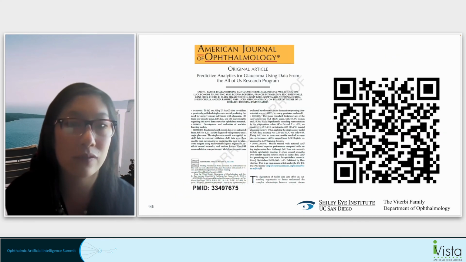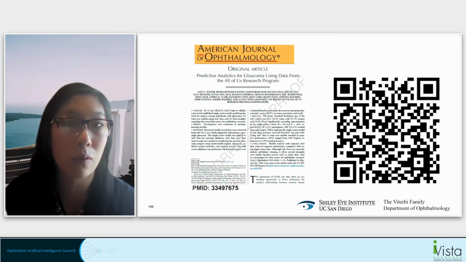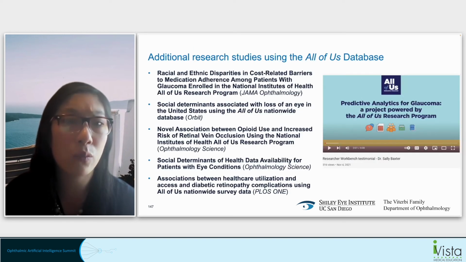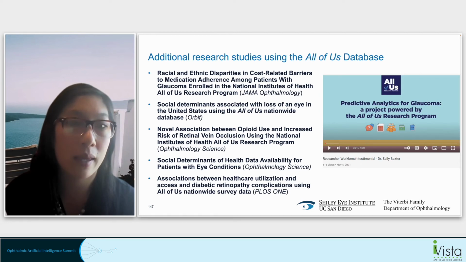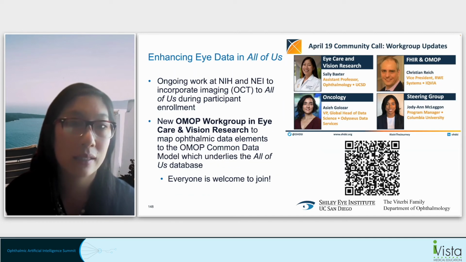So just in the interest of time, I'll move ahead here. Here's our QR code for the paper if you're interested in learning more. And then our group has gone on to do several different research studies using the All of Us database for different eye conditions, including diabetic retinopathy and retinal vein occlusion. So there's a large range of questions that you can ask with this database.